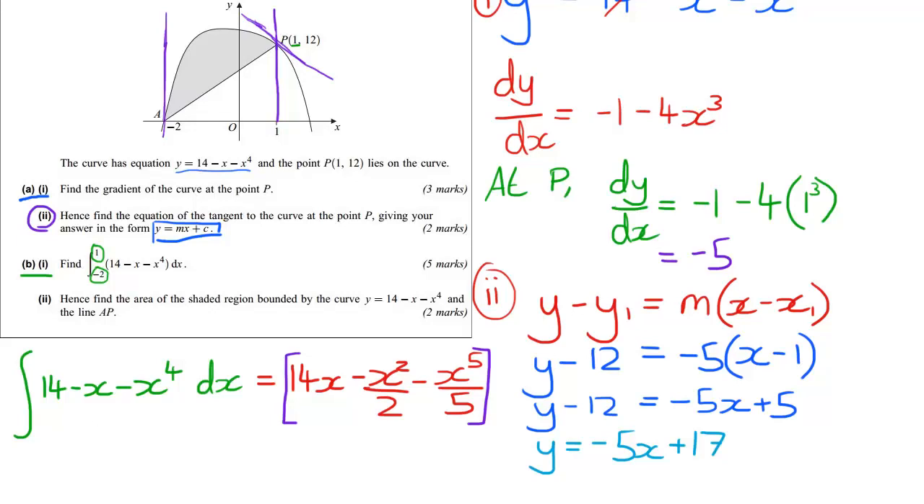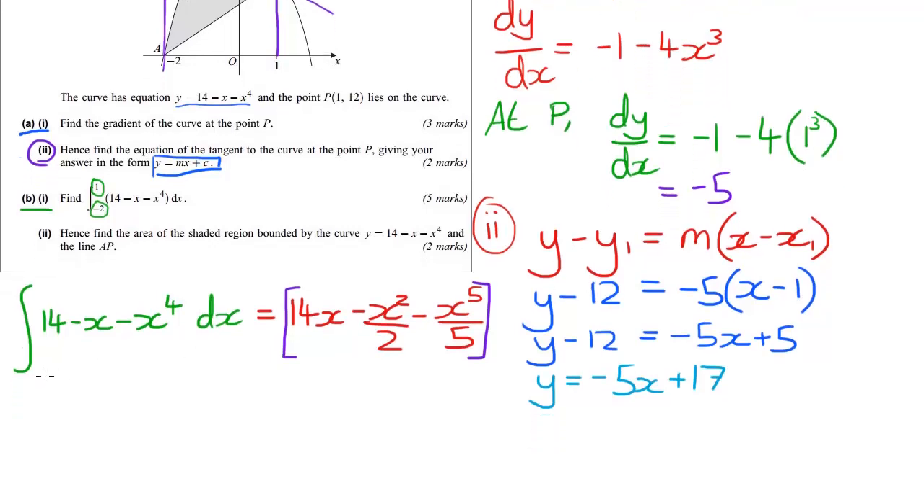So I'm going to move down a little bit again. So we have our number 1 within our bracket. So 14 times 1 is going to be 14. And then we're going to have minus 1 squared over 2, which is going to be minus a half. Then we're going to have minus 1 to the 5 over 5. So minus 1/5. So that's what we get when we put 1 in.